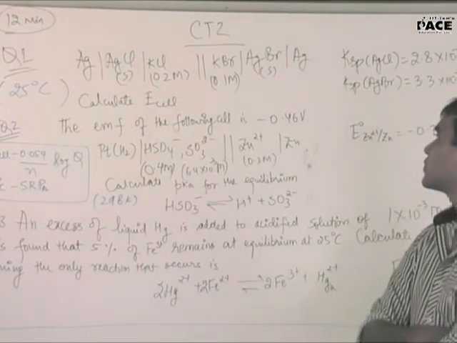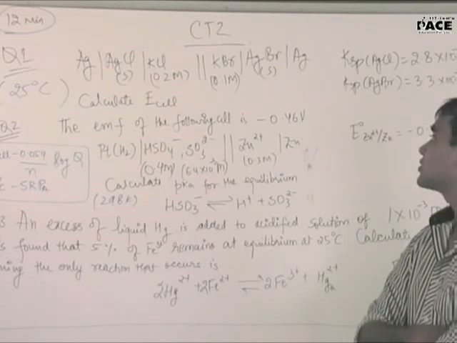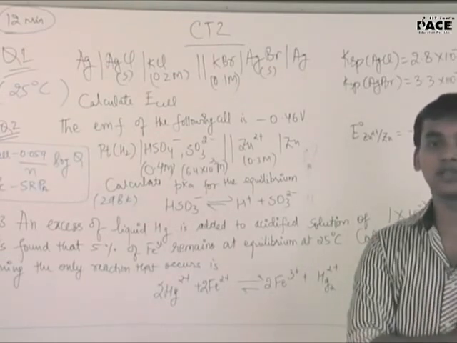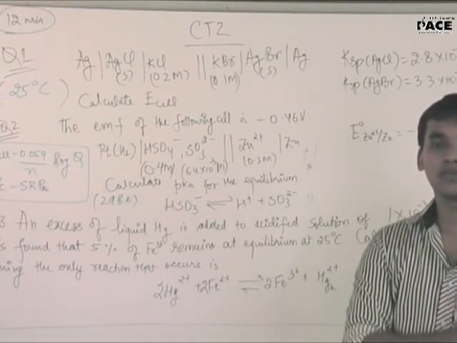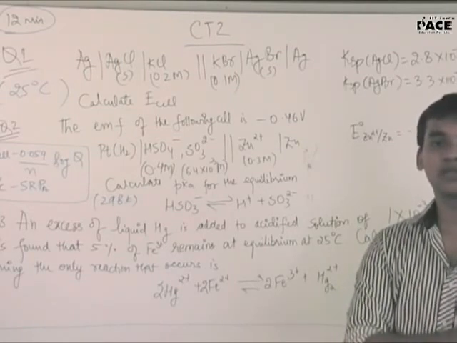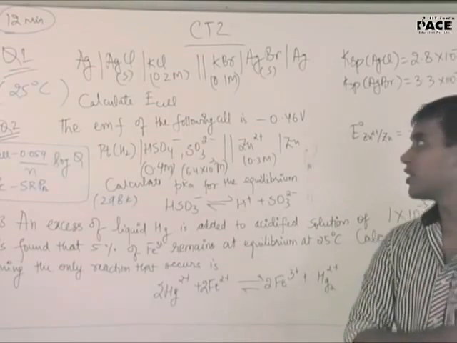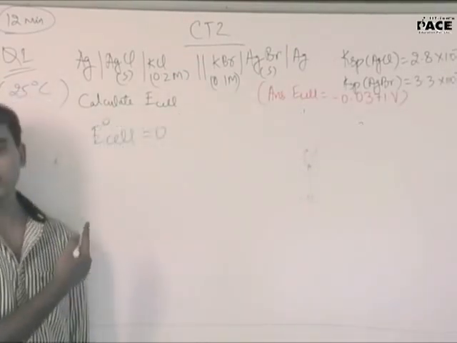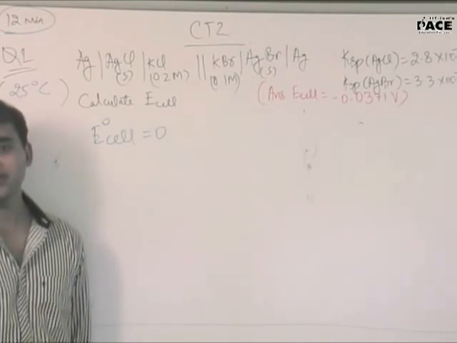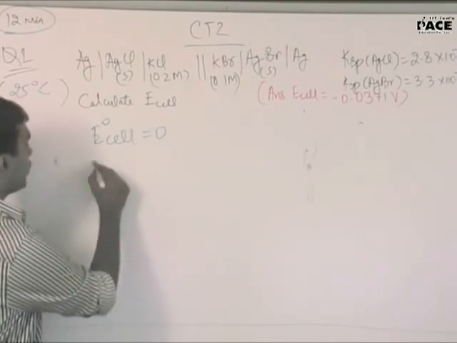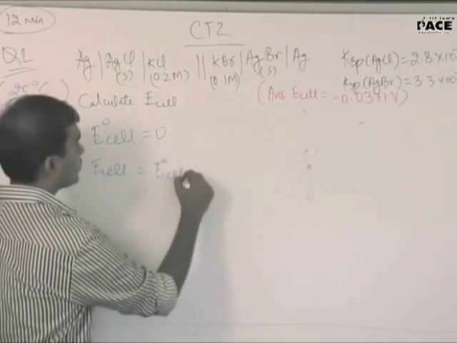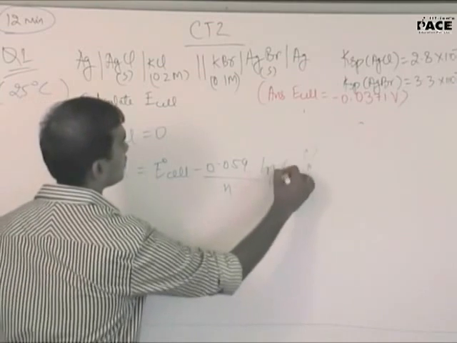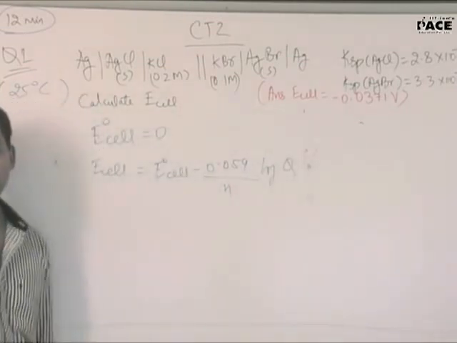I have not seen the answers yet. What will be the E naught cell for the first question? 0. Yes, it is an example of a concentration cell. In this case, E naught cell equal to 0 because it is a concentration cell. So what will be E cell? Minus 0.059 log 1. Fine.